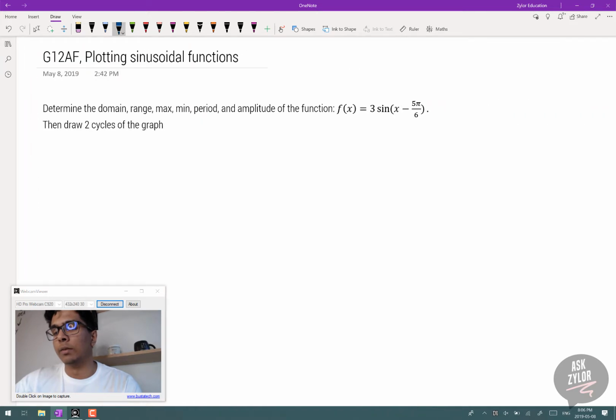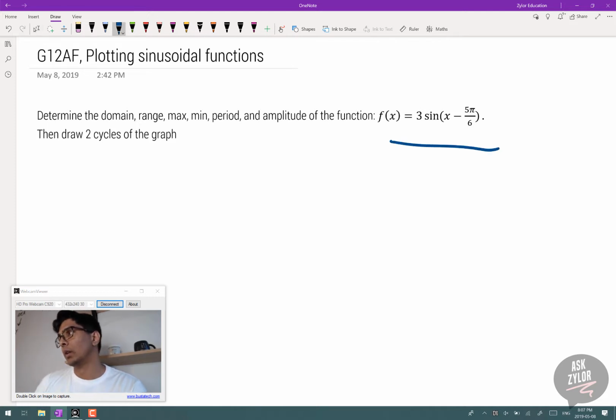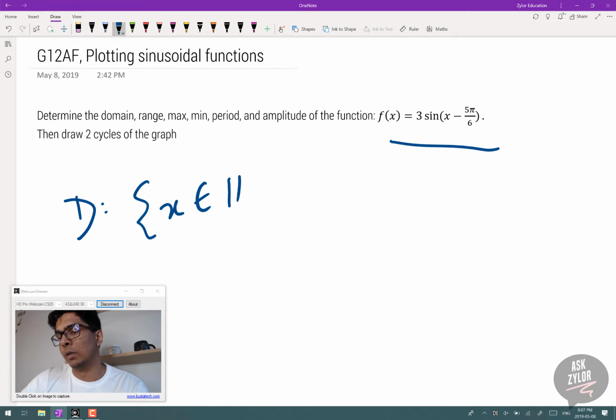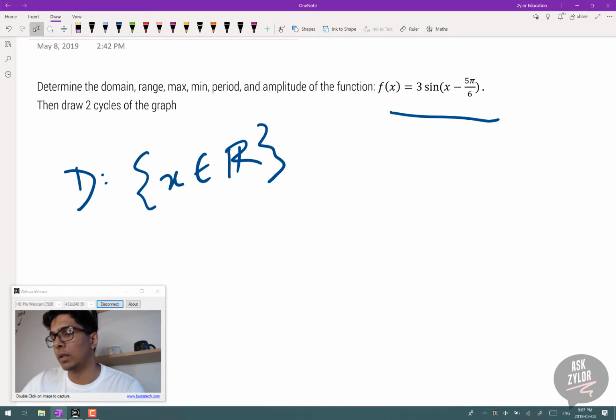So this is a grade 12 advanced functions question. It's dealing with plotting sinusoidal functions. It's asking us to determine the domain and range, min, max, period, and amplitude of the function, and draw 2 cycles. So let's go ahead and evaluate the domain. The domain for this should be all real numbers. Right. So the domain will be x is an element of all real numbers. The range we'll find out when we understand what the amplitude and the equation of axis is.